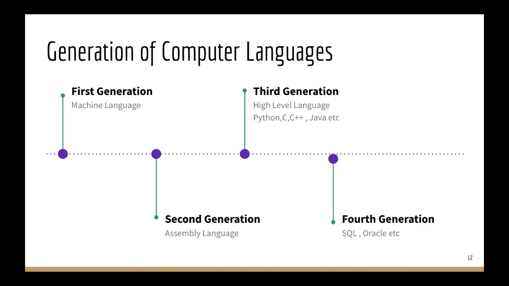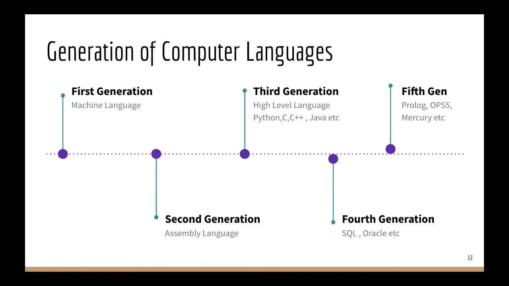Next is fourth generation language, which consists of SQL, Oracle, etc. Basically, these are the database management systems. Next, we have fifth generation languages like Prolog, OPS5, Mercury, etc. Fifth generation languages are basically used for artificial intelligence.